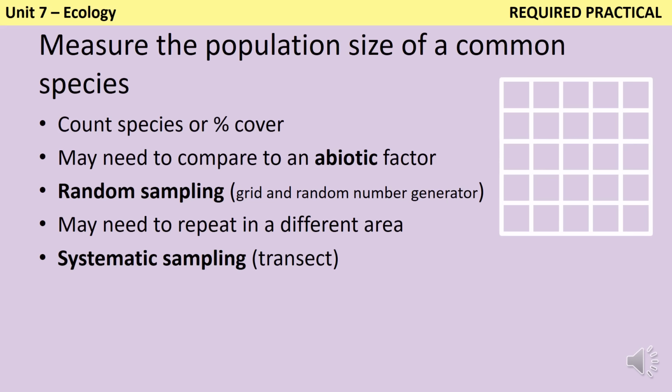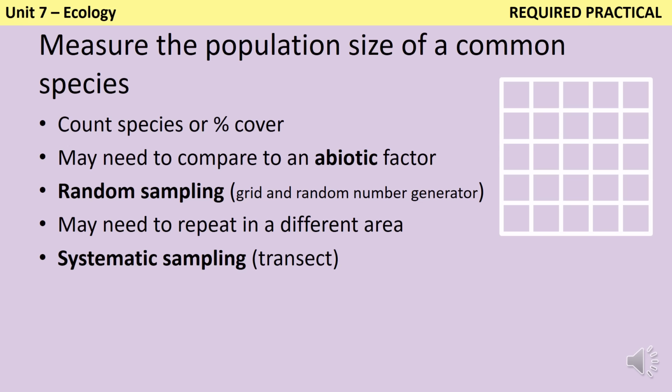The Ecology required practical centres around measuring the population size of a common species such as clover, usually in response to an abiotic factor like light, moisture content or pH. To estimate the population size, you use this piece of equipment which is called a quadrat. It's a square frame and it often has divisions inside to help you to estimate what percentage of the quadrat contains the plant you're sampling.